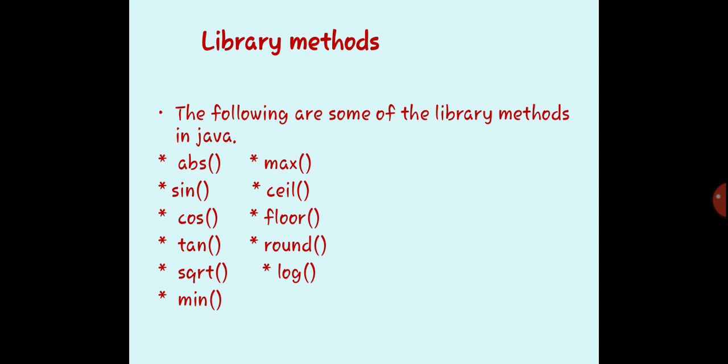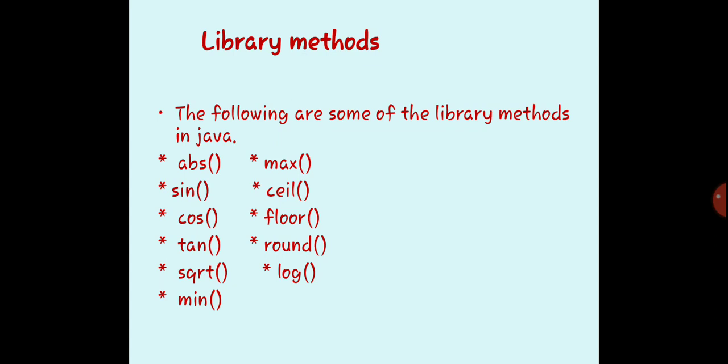Then sine. Sine of any value will be given by the sine method, and cos of any value is given by the cos method. Tangent of any value is given by the tangent method. Then square root gives the square root value. For example, square root of 9 gives us 3. Square root of 16 gives us 4. Then min is the minimum of any two values. Then max is the maximum of the given values.